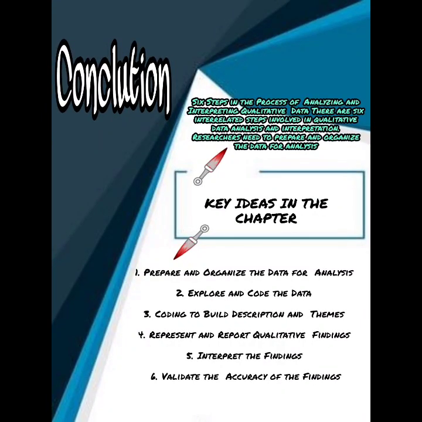And the last is key ideas in the chapter. There are six interrelated steps involved in qualitative data analysis and interpretation. First, prepare and organize the data for analysis. Second, explore and code the data. Third, code to build description and themes. Fourth, represent and report qualitative findings. Fifth, interpret the findings. And the last is validate the accuracy of the findings.